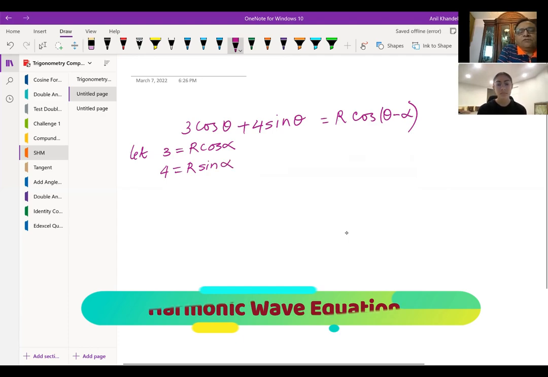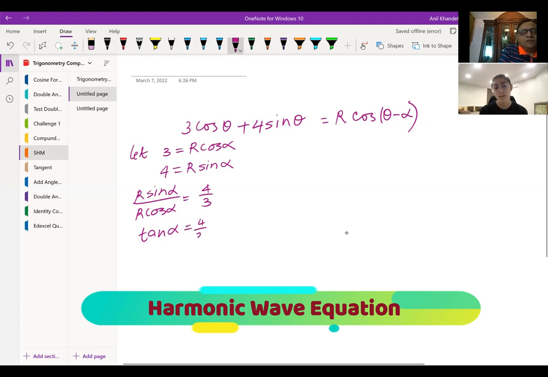And therefore, when we take the ratio, R sin alpha over R cos alpha, what do you get? You get 4 over 3. And so alpha is tan inverse of 4 over 3. So we got alpha, correct?